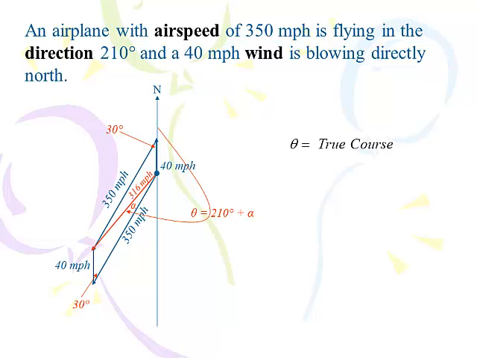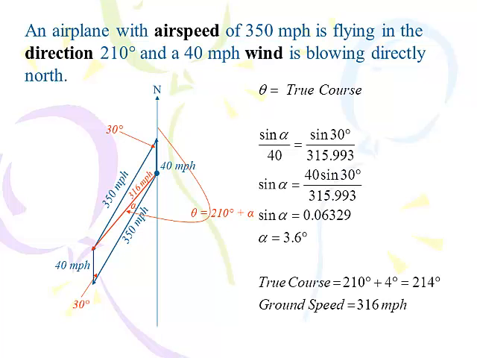So we're going to use law of sines to find alpha. So the sine of alpha over 40 is equal to the sine of 30 degrees over the resultant 315.993. Multiply both sides by 40, inverse sine, and we get 3.6 degrees, which will round off to 4 degrees. We always seem to do these to the nearest whole degree. So the true course is the 210 degrees plus the 4 degrees, which is 214 degrees.